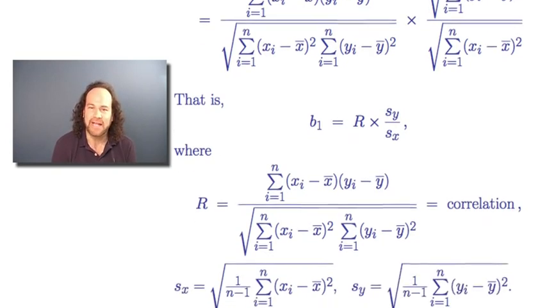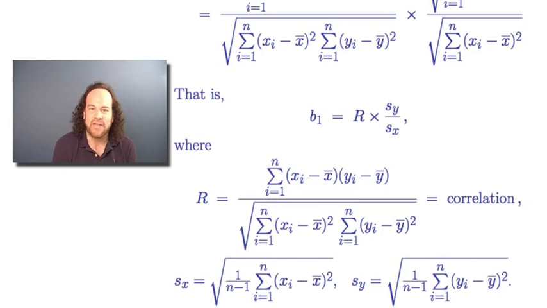Well, s sub x, that's just the sample standard deviation, or the square root of the sample variance for x. And similarly, s sub y is the sample standard deviation for y. So now we've kind of rewritten this big horrible formula for the slope coefficient b1, at least in terms of some things which are more familiar to us, even if they're not necessarily simple exactly. But that's going to turn out to be useful for us at times.